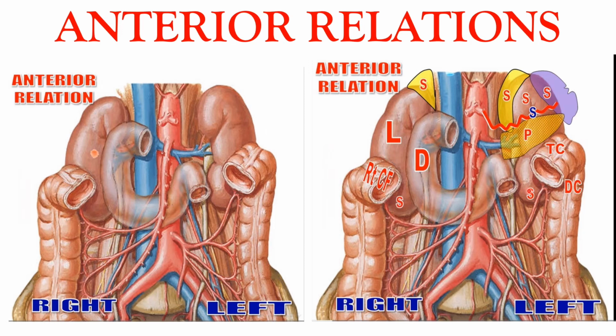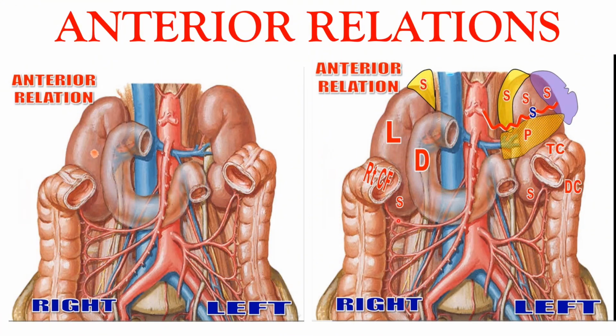Now I forgot to add that there's a very important blood vessel here called the ascending branch. This is the blood vessel where my cursor is. It's called the ascending branch of the left colic artery. Ascending branch of the left colic artery. Okay, this is also the ascending branch of the right colic artery.